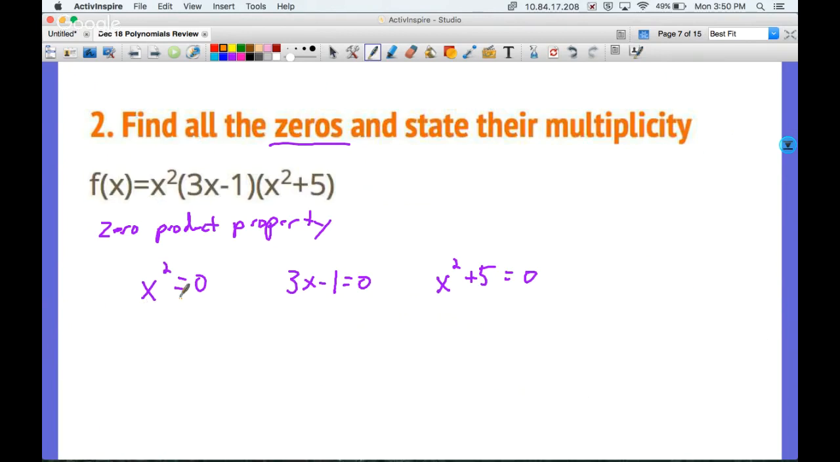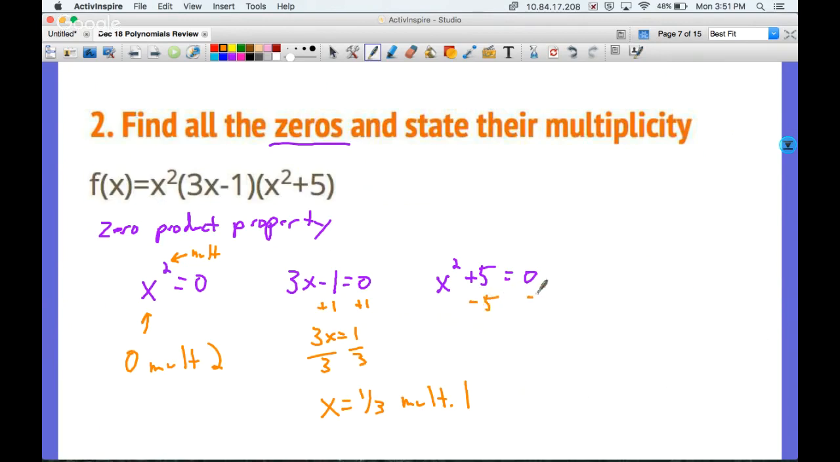All right, let's solve this. This gives us a 0 at 0, but because of the 2, it gets a multiplicity. So it's 0 with multiplicity 2, so it's 2 zeros at the same place. This one here, I got to add 1 to both sides. You got 3x equals 1, divide both sides by 3. I've got x equals 1/3. That's just a multiplicity of 1. That factor is only in there once.